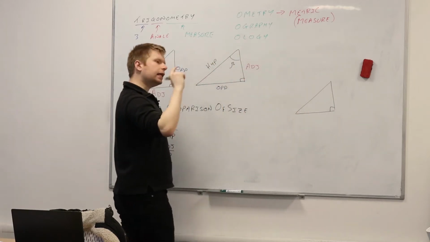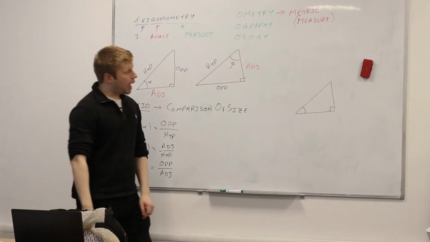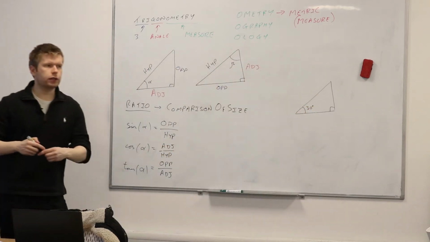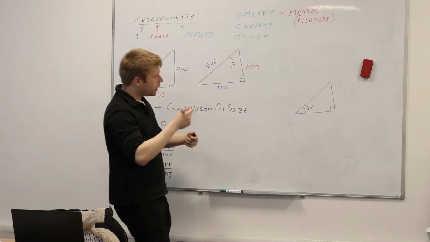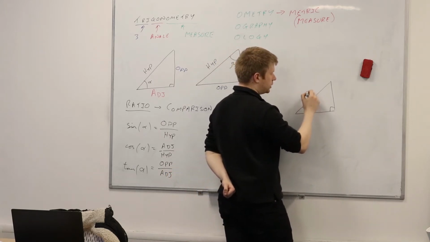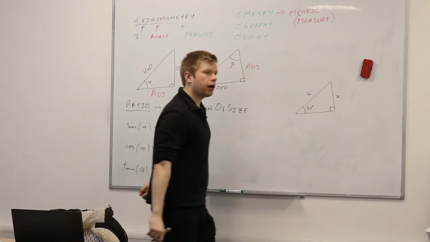Okay, let's suppose that this is the angle which I'm looking at. This is the angle which I'm interested in, and I'm going to say that that angle there is 30 degrees. Okay, so 30 degrees. All right, let's suppose that this side is 4, okay? And I'm interested in finding this side over here.